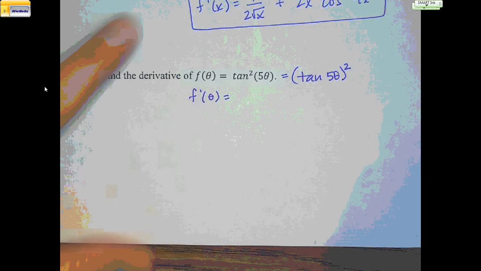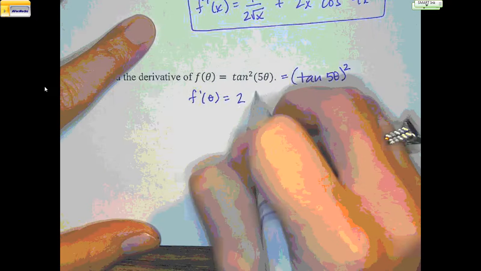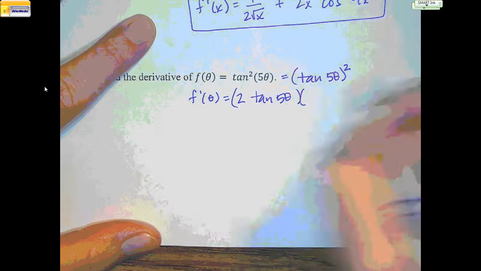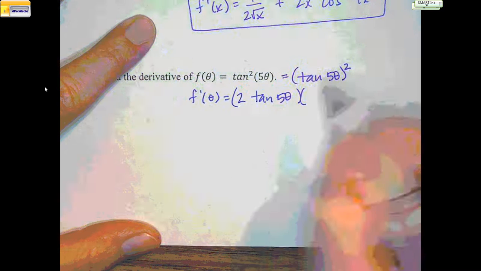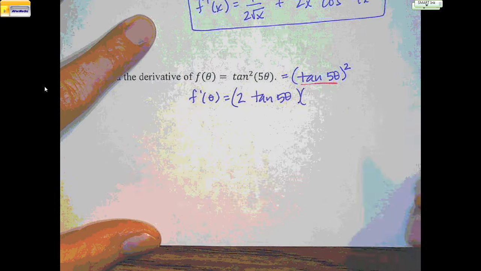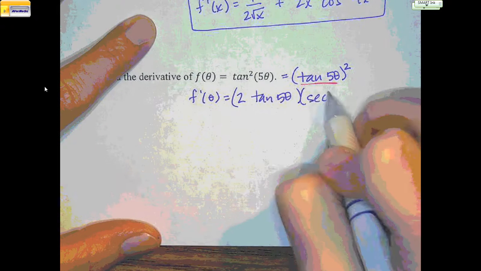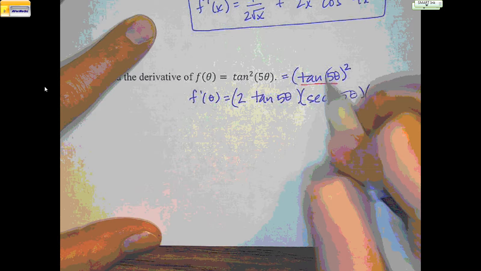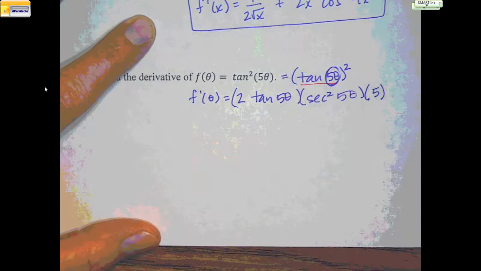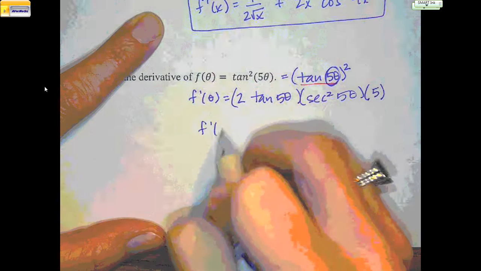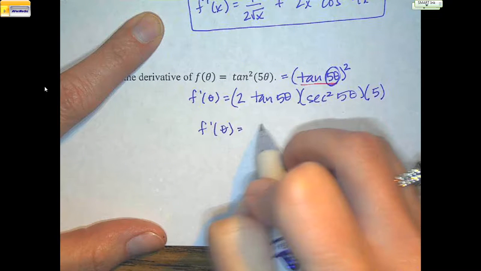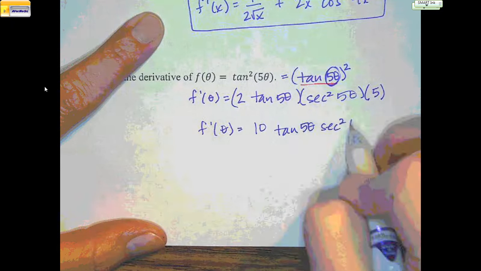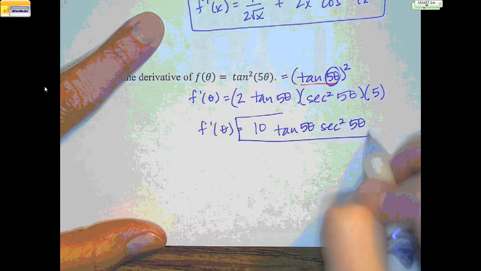So we take 2, toss it to the front, and I have 2 times tangent of 5 theta. And that whole thing times the derivative of the inner function. What's the derivative of tangent? Secant squared. So secant squared 5 theta times the derivative of the innermost function, which is 5. So simplify, kind of rewrite what you can, and I've got 2 times 5 is 10, times tangent of 5 theta times secant squared 5 theta. And that's it.